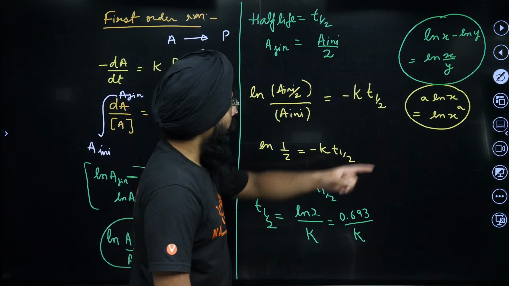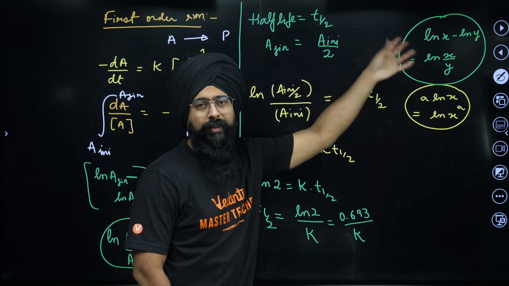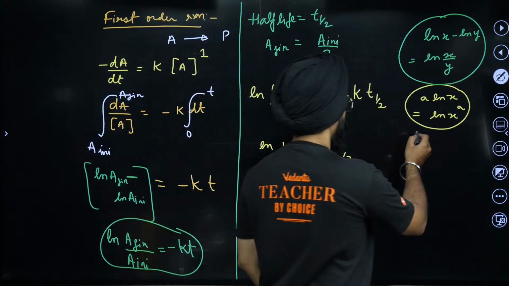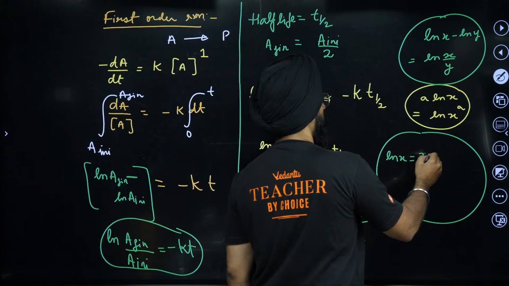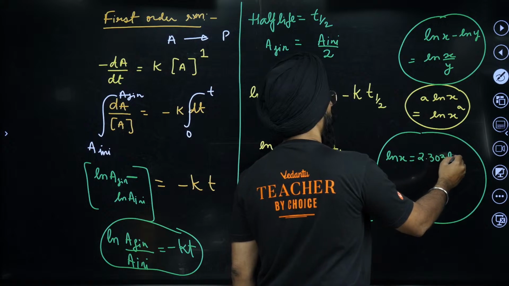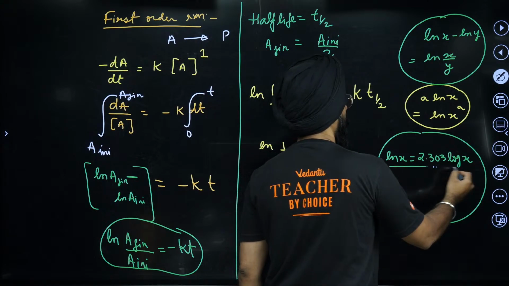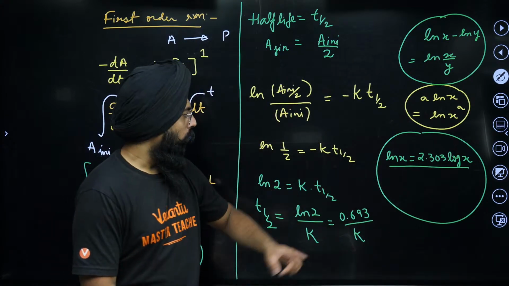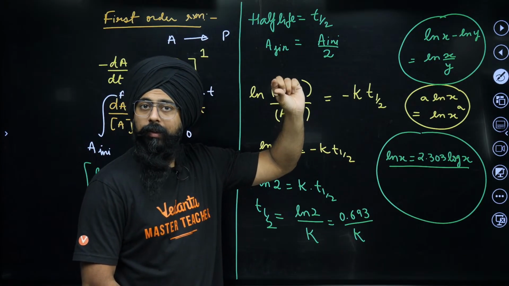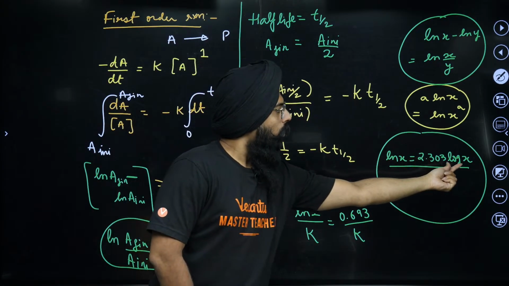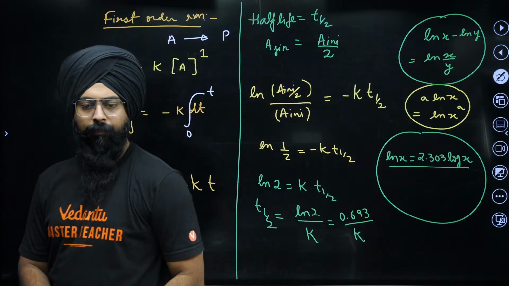Now let me remind you that this ln function is different from log function. Ln of x is equal to 2.303 log of x. Yeah, ln is the log to the base of e, Euler's constant, natural log. This log is to the base of 10.